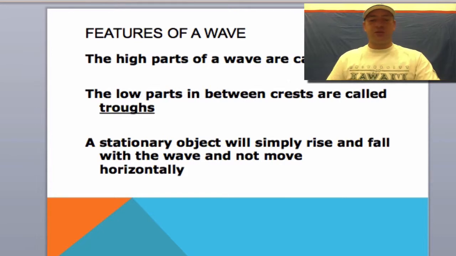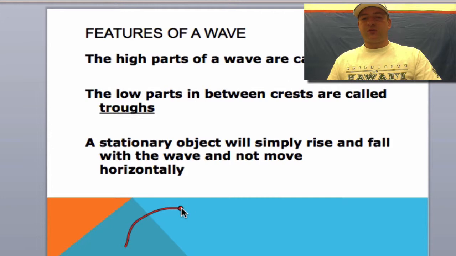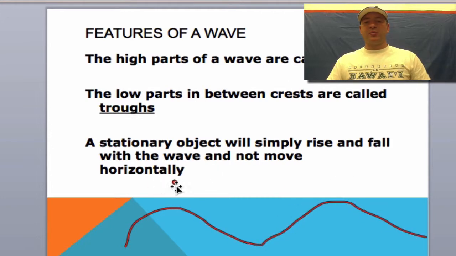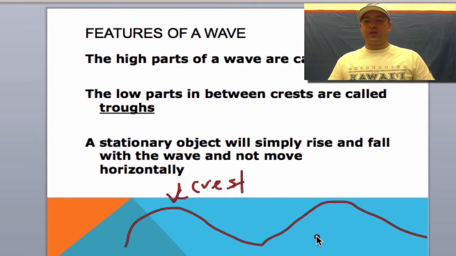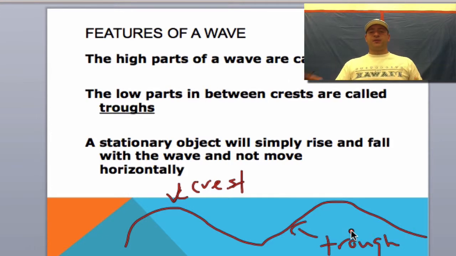Okay, so there are features of the wave. If I was to draw a wave here, just think of a wave in the water, same thing applies. Here's the wave in the water. Well, the high point up top is going to be called the crest. That's the crest. Now the low point down here at the base is called the trough. So now what happens is, if I was to put an object in here, the object is just going to move vertically. It's going to rise and fall with the wave, but it's not going to move horizontally.